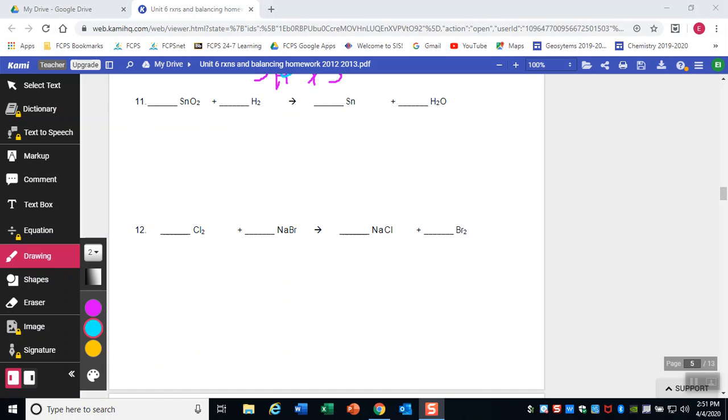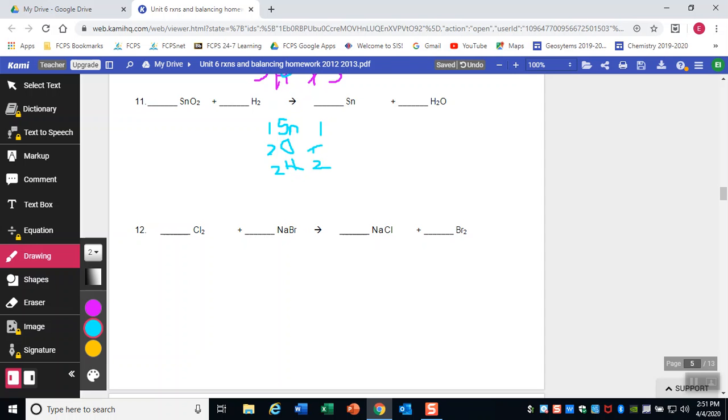Okay, so here we'll do a quick key so you can check your work here. Here's tin, oxygen, hydrogen, one, two, two, one, one, two.